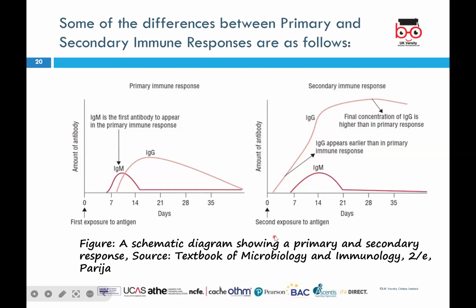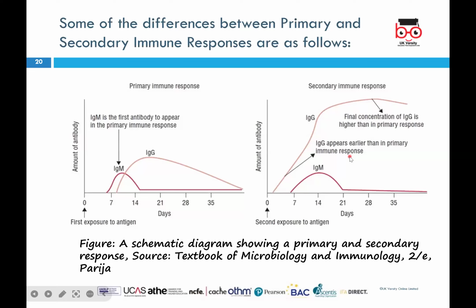What about the second exposure? So this is when the exposure has already happened, and this is the second time that the virus attacks you. As I said earlier, you had the IgM that was there. However, when you have the secondary response, you can see that before the IgM, you already have the IgG. It appears earlier than in the primary response.